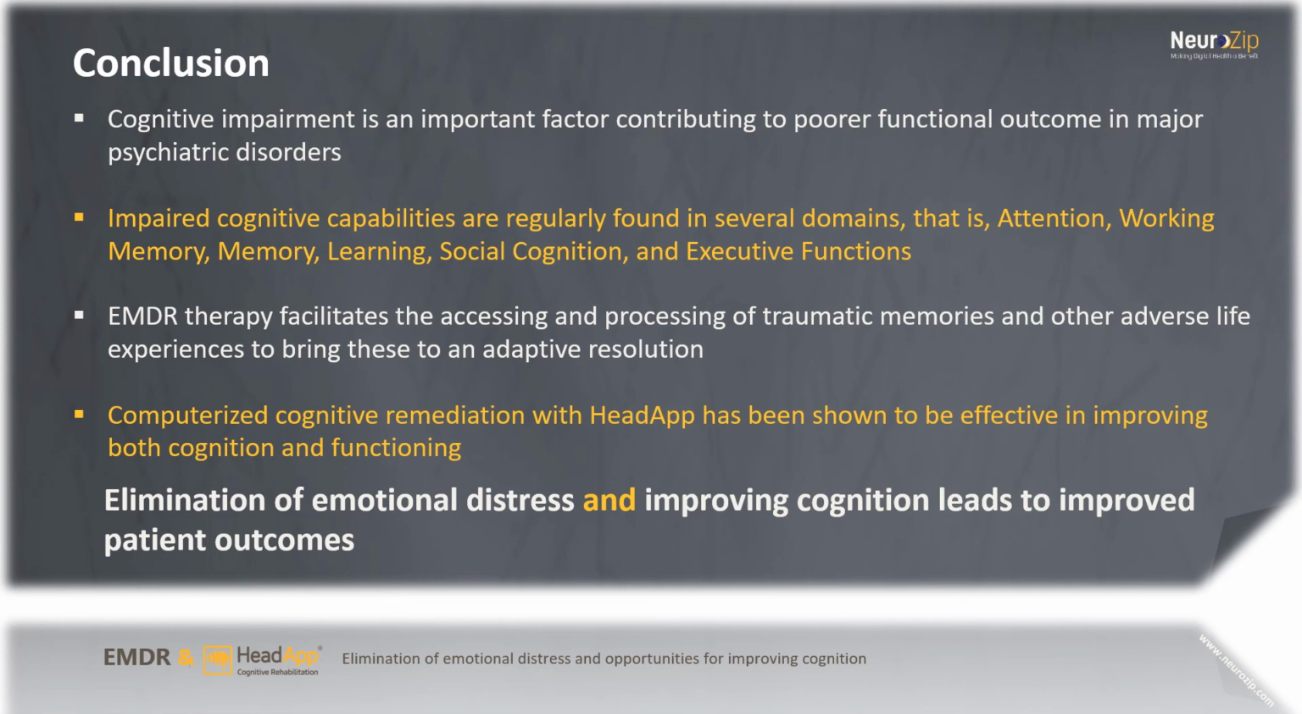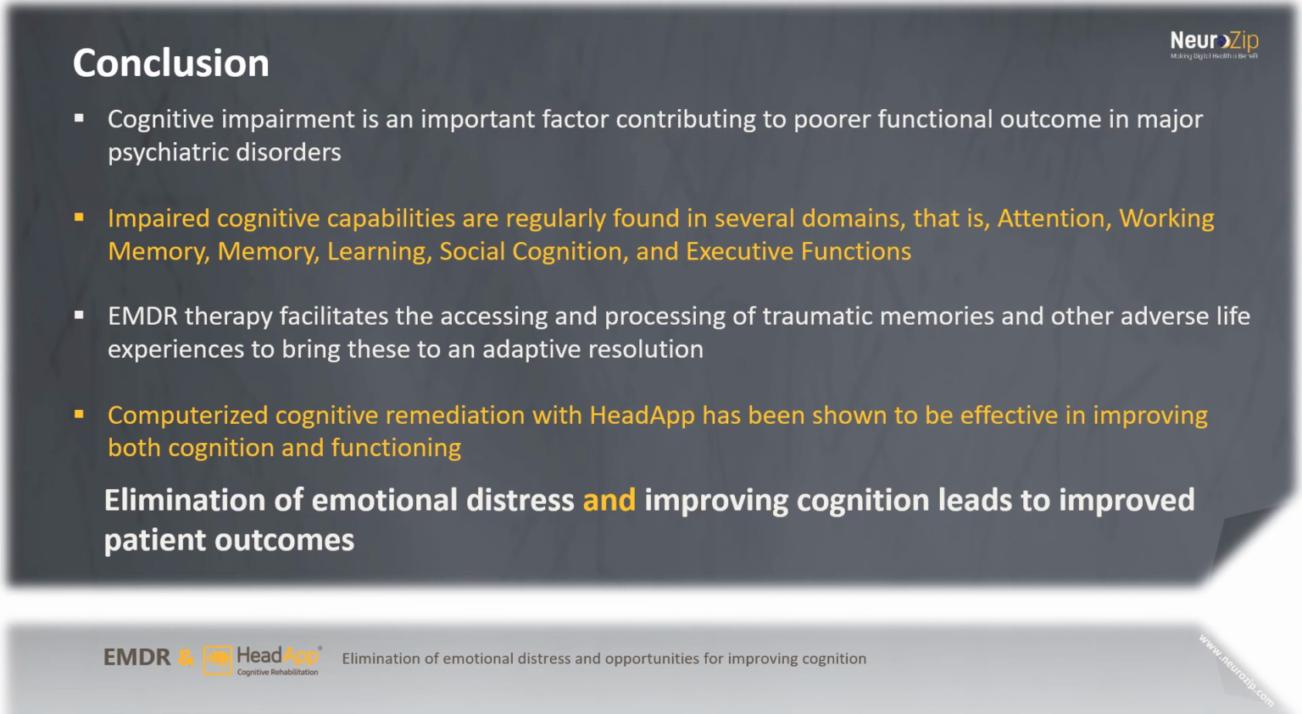Impaired cognitive abilities are regularly found in several domains. That is, attention, working memory, learning, social cognition, and executive functions. And these are core aspects of one's functional cognitive abilities. And these are the ones that HeadApp deals with on a regular basis.